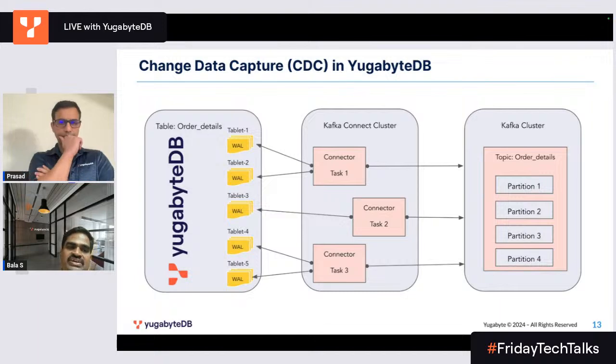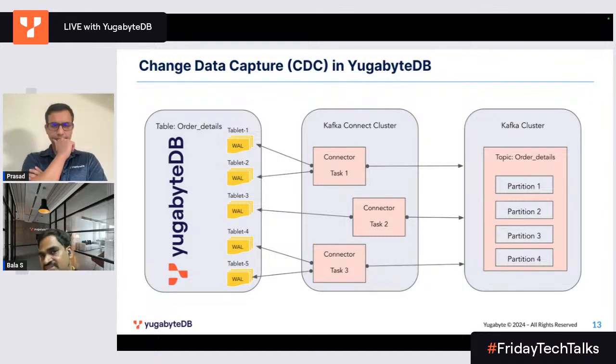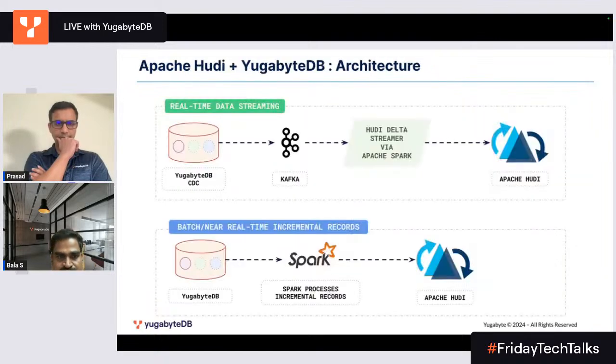Here, the mapping is that your table is going to be mapped to a topic on the Kafka cluster. That's the standard way, like what Debezium is currently doing for other databases. We are also going to follow the same standard here, so that it will be easy from an adaptability perspective and deployment perspective. This is the way CDC is going to move data to the Kafka side.